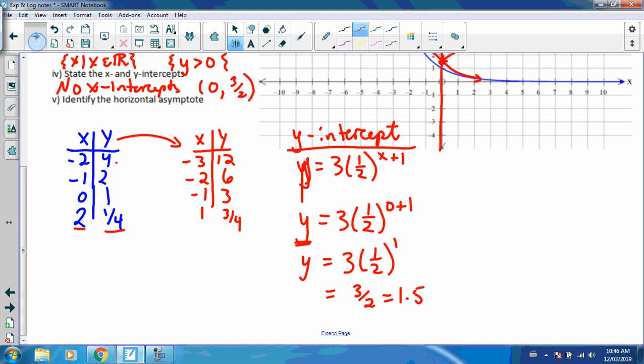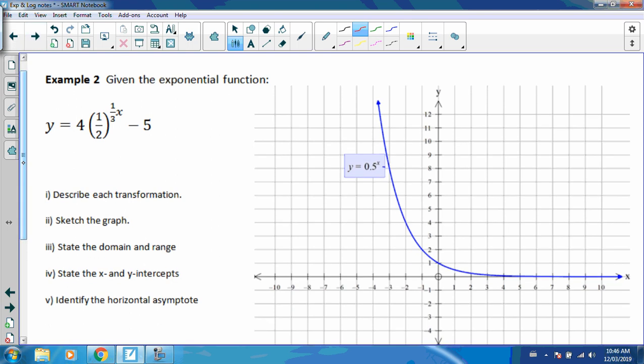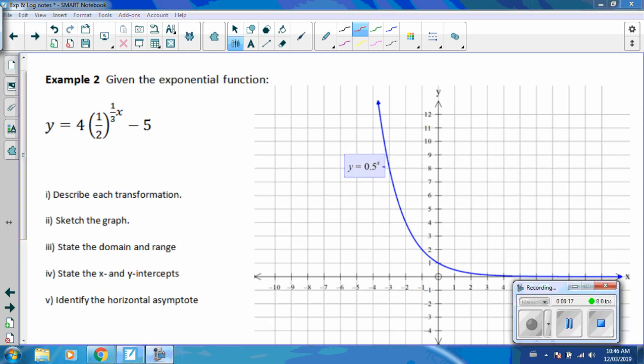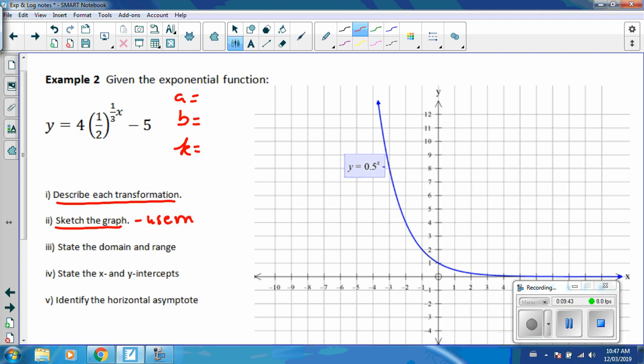Okay, so moving on. Here's another one for you to try. All right, so here, what I would do is first identify A, B, and K. In this one, H is 0. So identify those, describe them, so tell me what effect they have on the graph, and then to sketch the graph, use a mapping rule, use mapping notation. So I'm just going to put down that. So give that a try. This would be a good point to pause and then try that.